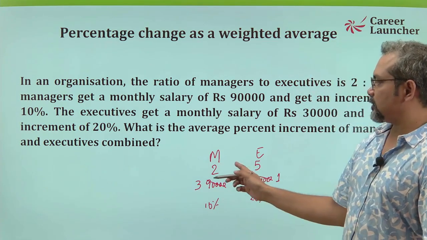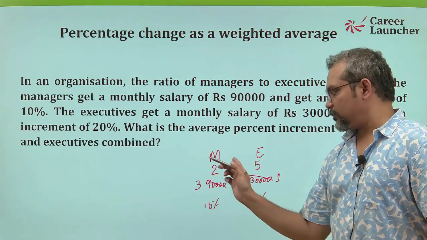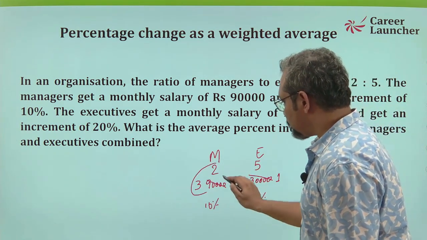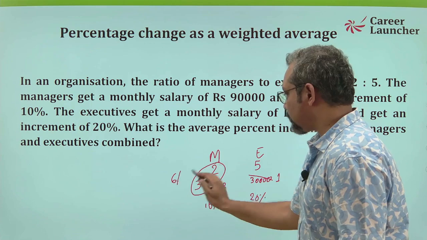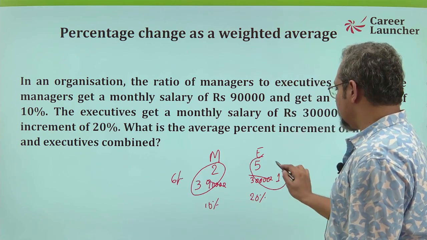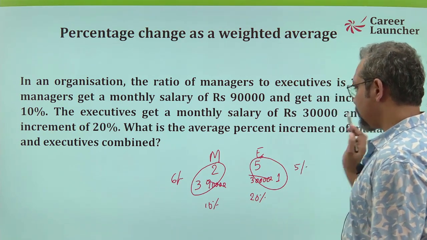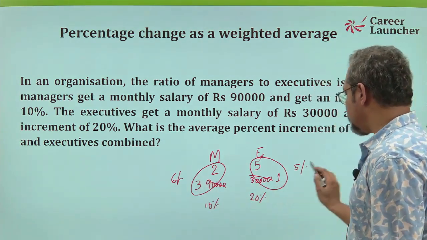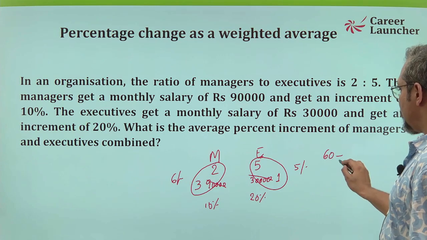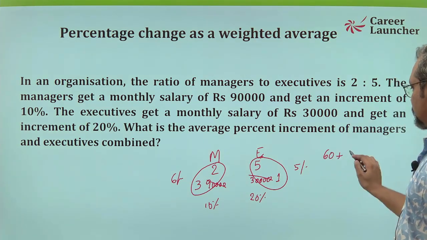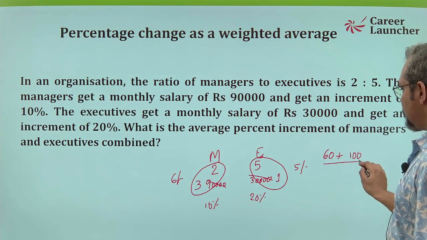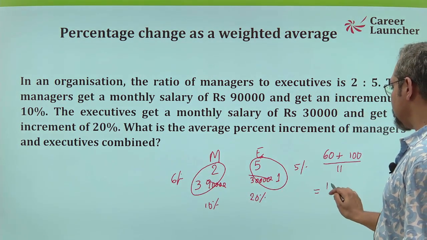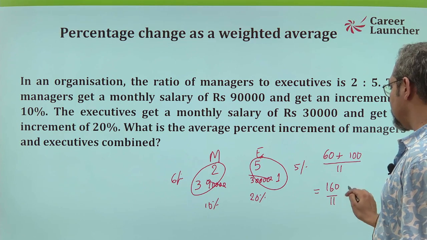Now since there is not one manager and one executive, there are 2 and 5, we need to find the combined values. So 2 times 3, so the managers together get 6 rupees, the executives together get 5 rupees, and therefore the overall percentage change is simply 6 times 10, so that's 60, plus 5 times 20, so that's 100, divided by total 6 plus 5, so that's 11. So it is 160 upon 11%.